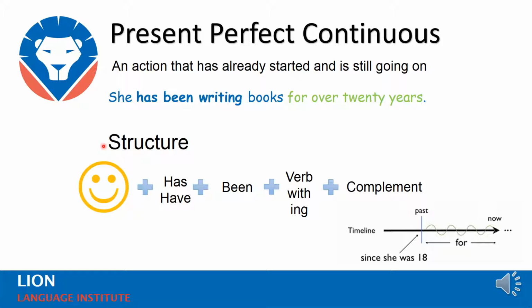Here we have the structure. First, we have our subject. After, we have our auxiliary has or have. In this case, we use has because we're talking in third person. She has. After, we have been. We add been. And after, we have our verb with ing form. Okay, in this case, it's also the verb write. We erase the letter E and we add the ing. And after we have our complement. In this case, books for over 20 years.